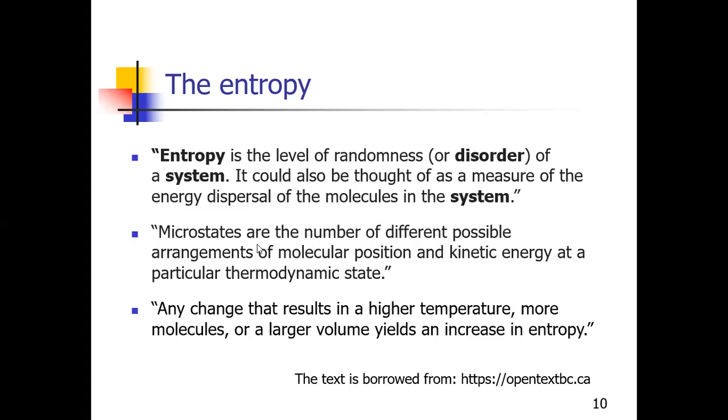Microstates are the number of different possible arrangements of molecular position and kinetic energy at a particular thermodynamic state. So of course, if the number of possible arrangements of your molecules is increasing, entropy is increasing. Any change that results in higher temperature, more molecules, or larger volume yields an increase in entropy. Higher temperature means your kinetic energy is large, so they can go to more places. More molecules mean you have more things that can rearrange themselves. And more volume means there are more places where your molecules can go. So your number of arrangements is increasing, which means your entropy is increasing.